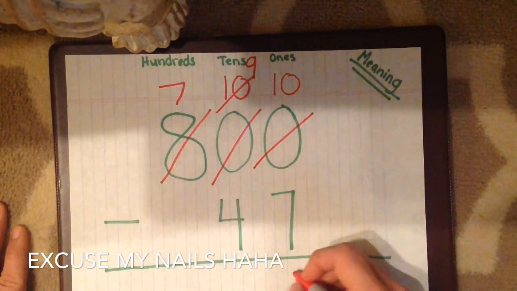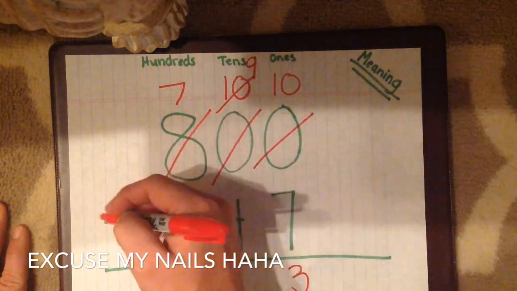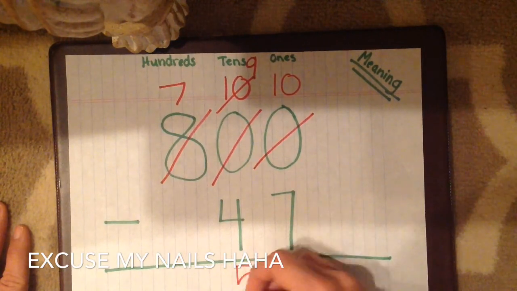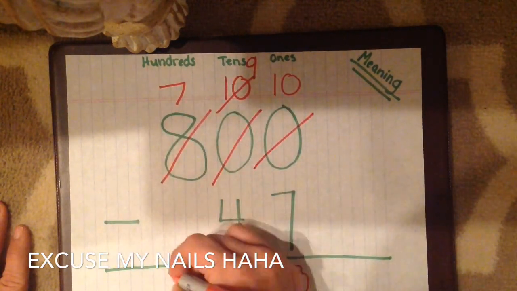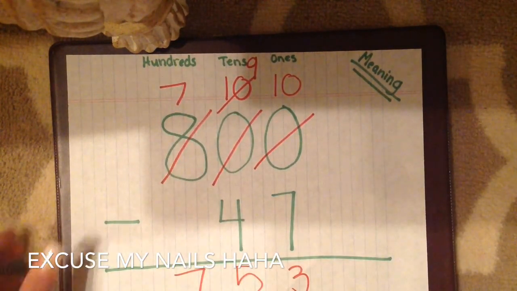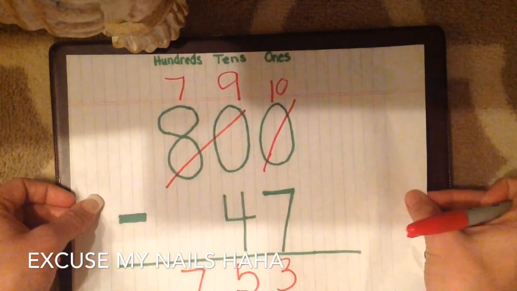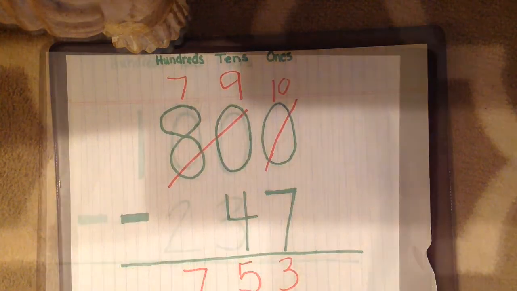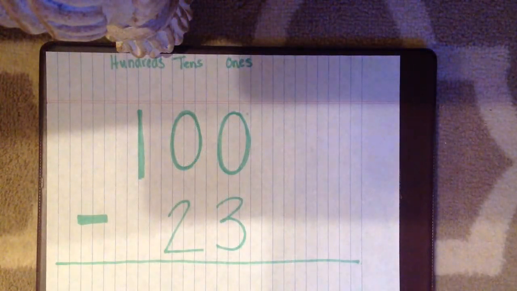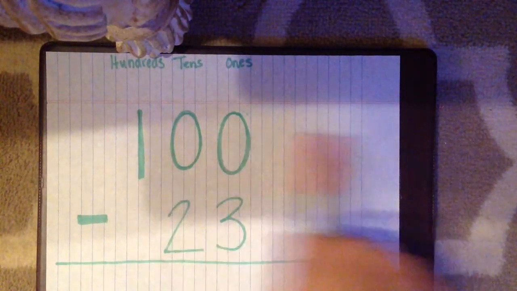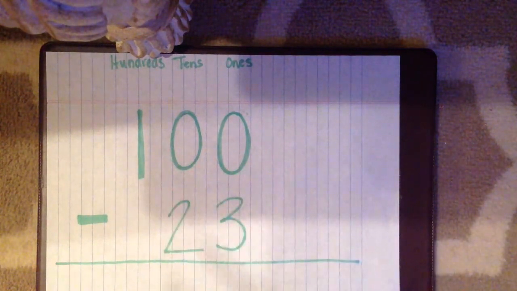10 minus 7 is 3. 9 minus 4 is 5. 7 minus nothing is 7. And when I line this up, you can see at the top we have 7, 9, and 10, and this was just a shortcut way to do it. This is typically the problem the students have the most difficulty with when they see 100 across.